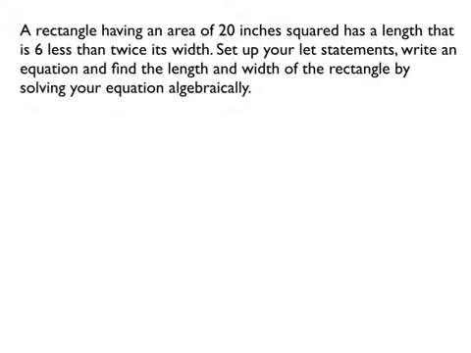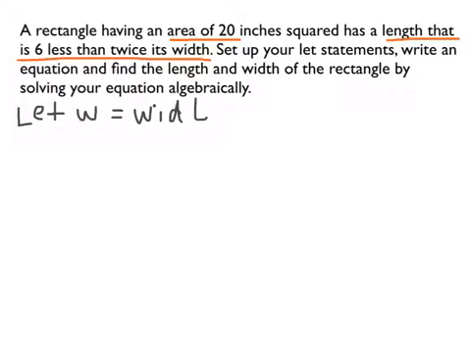Now we're on to a word problem. A rectangle having an area of 20 inches squared has a length that is 6 less than twice its width. Area of 20 inches squared, all that is very important. So the first thing you want to do is set up my let statements. Let W equal my width. And let twice its width, so 2W minus 6, equal my length.